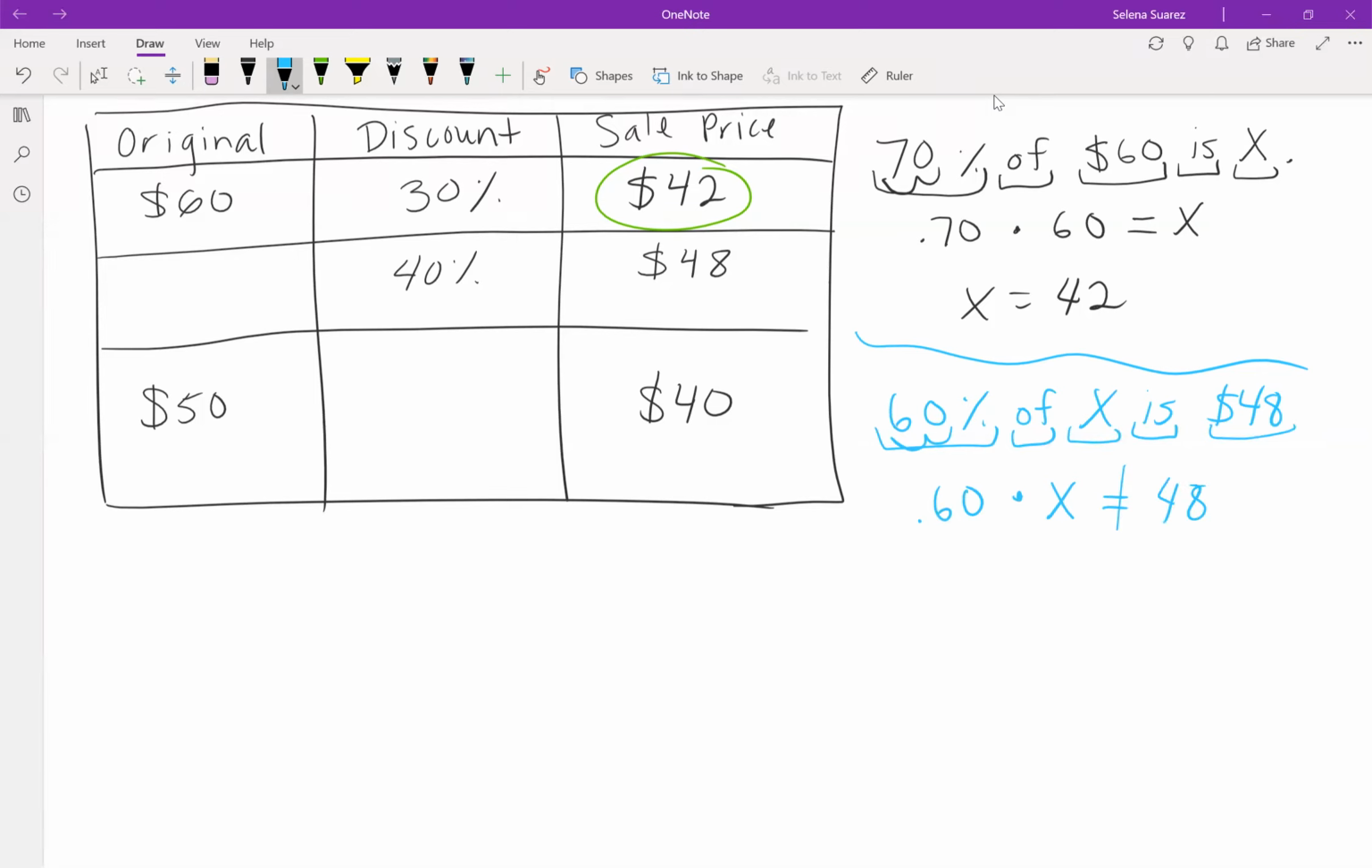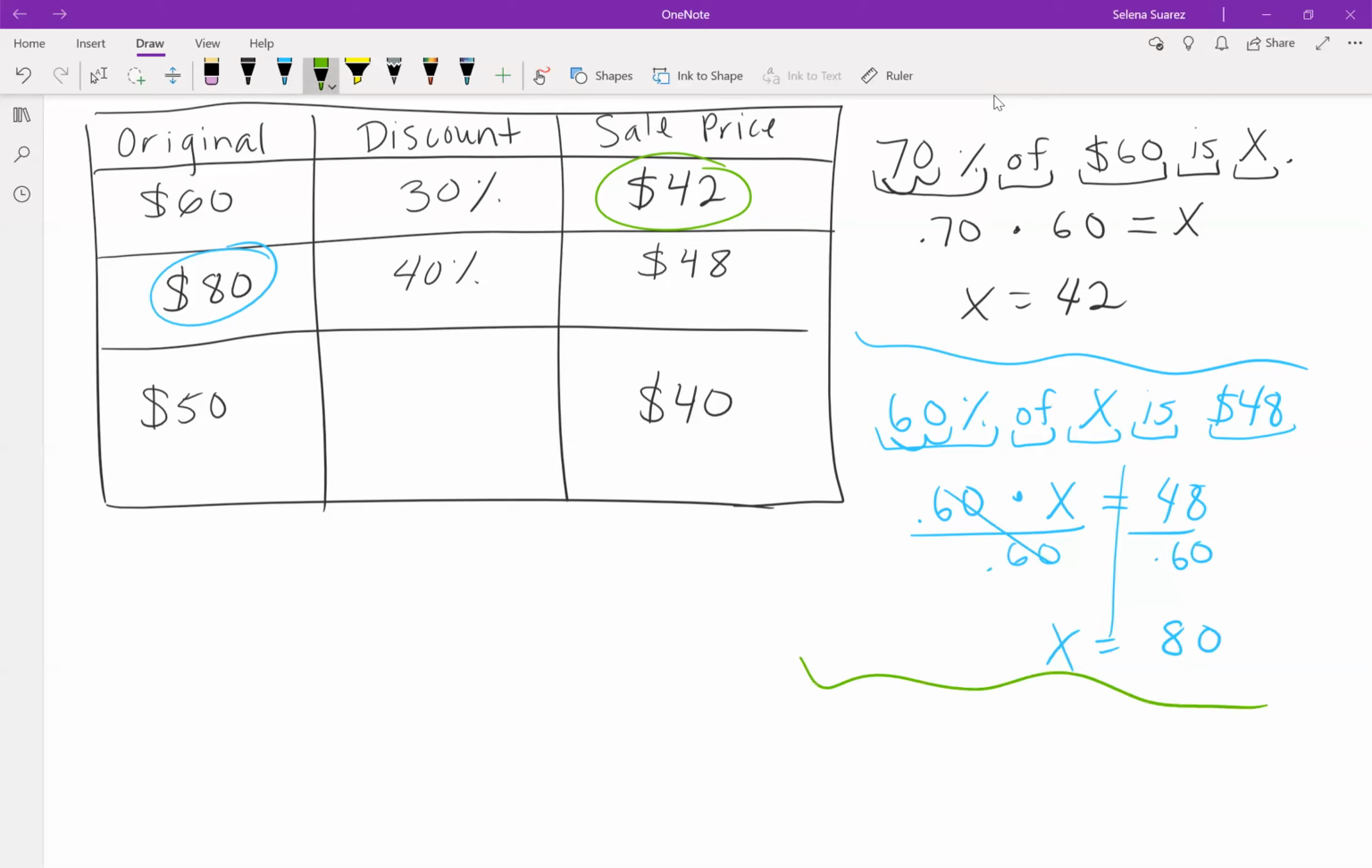Solve this equation, so separate your sides, divide by 0.60. Okay. And I believe if you plug this into a calculator, it should give you X equals 80. So over here, I'm going to put the original price, which is $80. So $80 is what you started with, but then there was a discount of 40%. So the sale price ended up being $48. Okay, so that's for the second one.